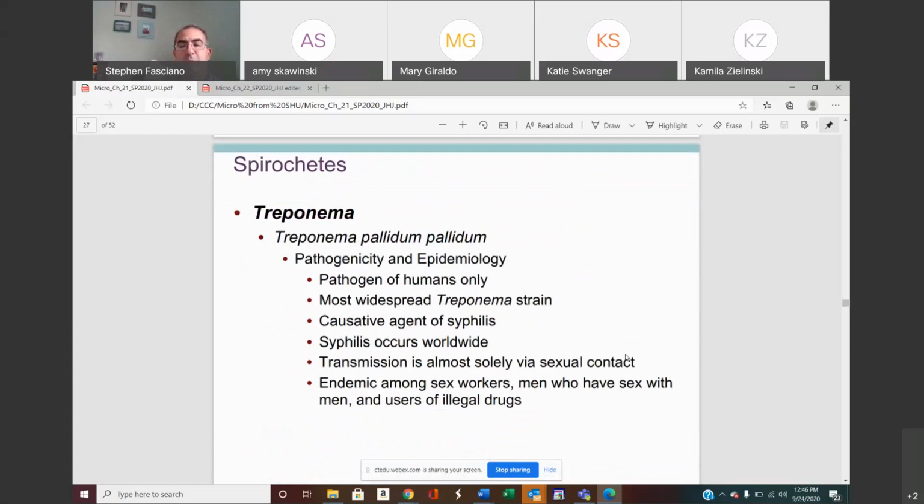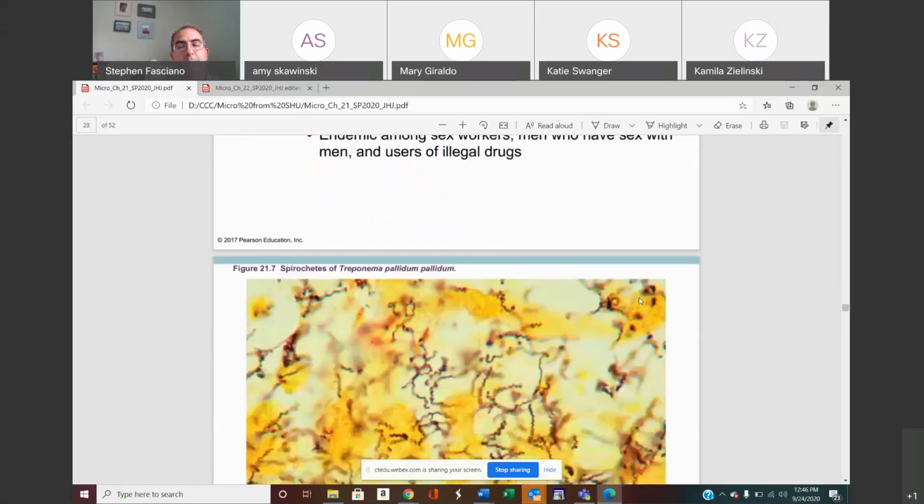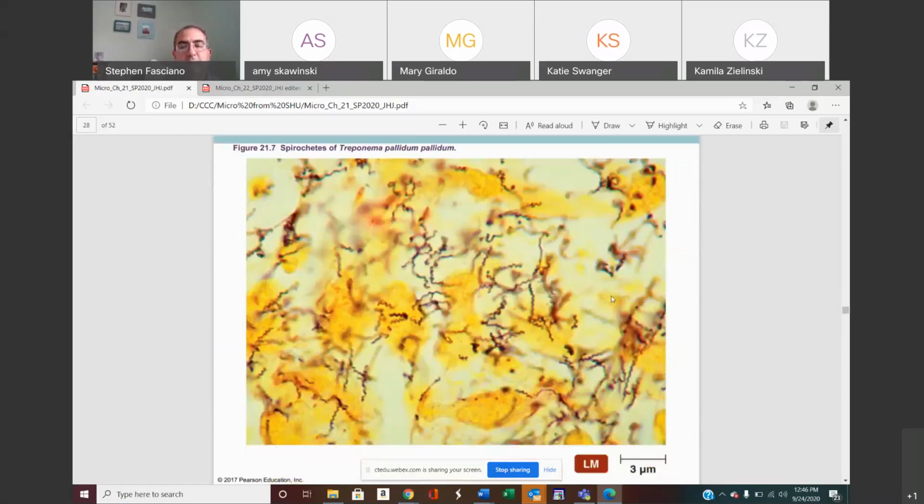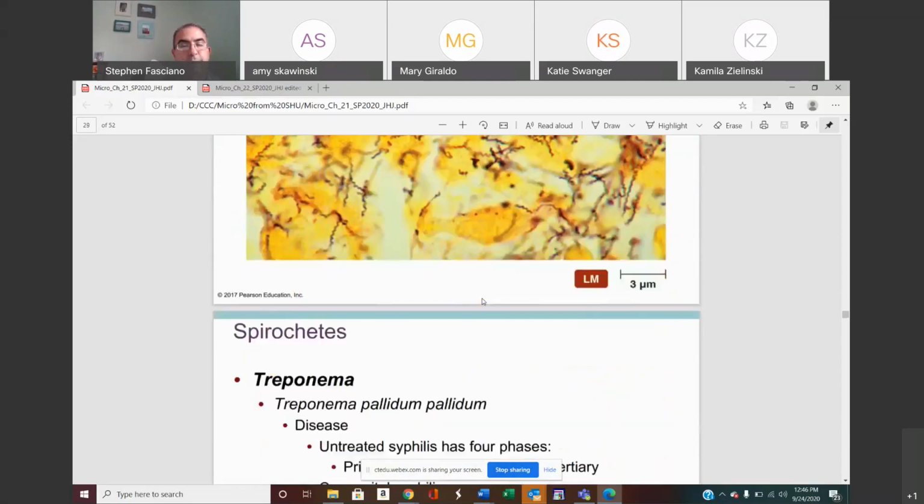Treponema is most widespread, and the Treponema strain causes syphilis, right? And syphilis is found all over the world. It's almost solely transmitted through sexual contact. And here you can see spirochetes. So all these corkscrew things are actually the bacteria that is infecting a person.